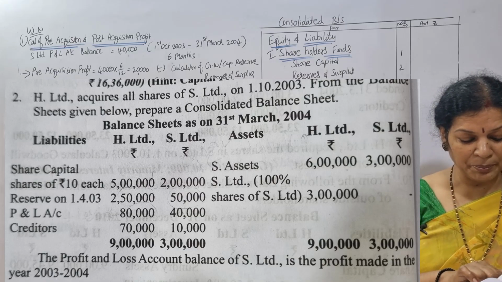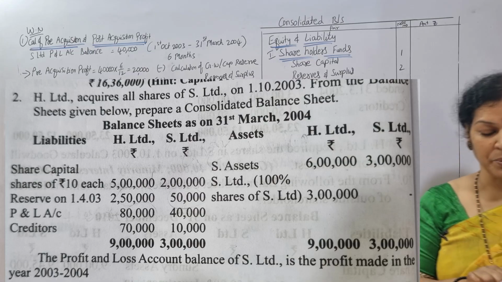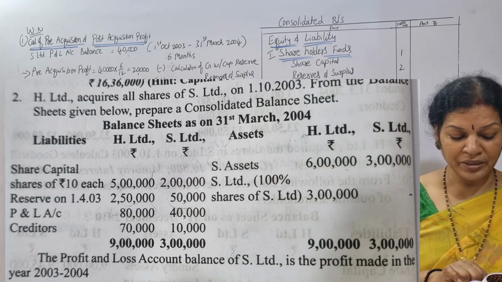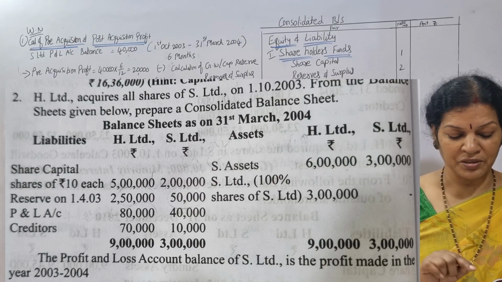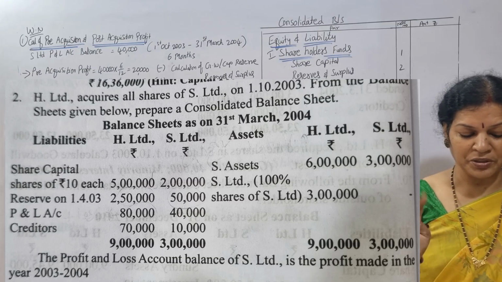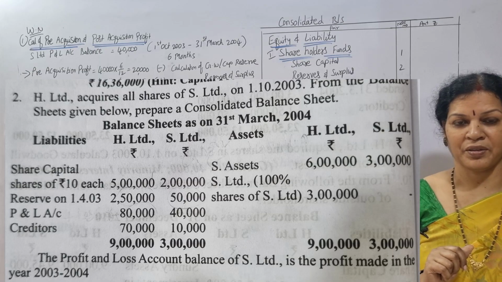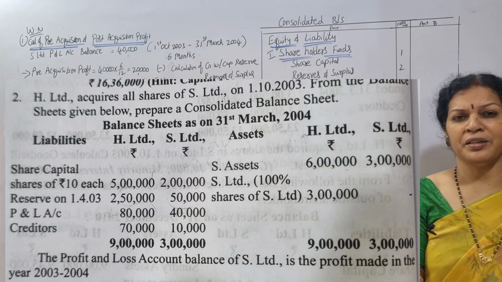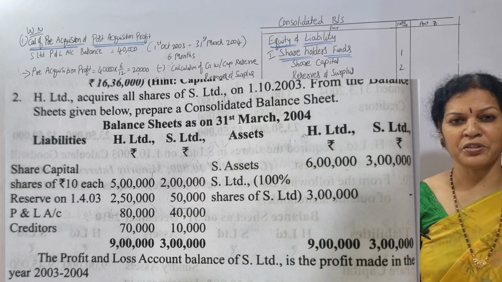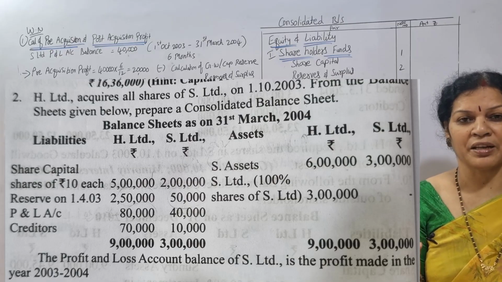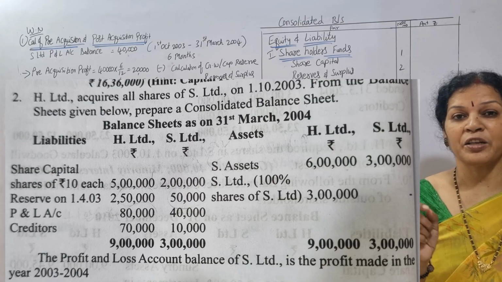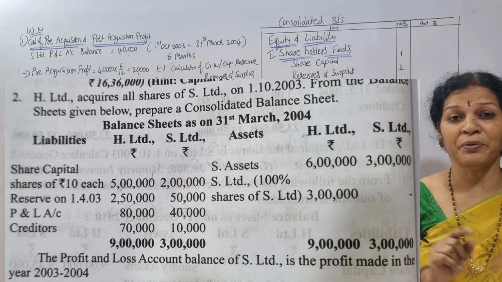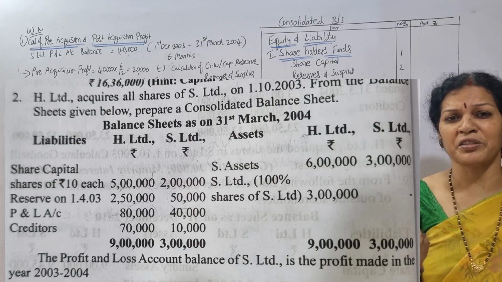From the balance sheet given below, prepare the consolidated balance sheet. We have to prepare the consolidated balance sheet. The balance sheet date is 31st March 2004, and the acquisition date is 1/10/2003. It means October 1st: October, November, December, January, February, March, 6 months. Whenever you find this kind of difference, where they acquire in the middle of the year and the balance sheet is given as of 31st March, those months in between will be used for calculating pre-acquisition and post-acquisition profit. They don't say anything; we have to identify it. Please be careful while reading the problem itself.